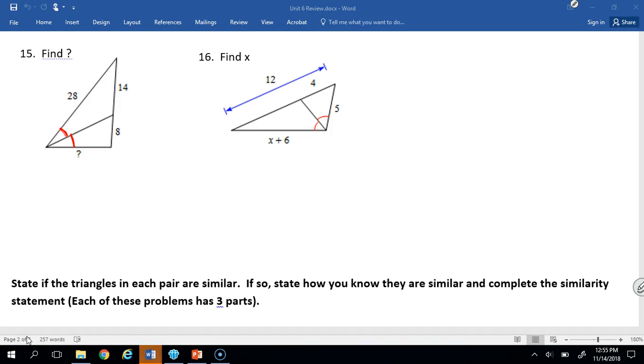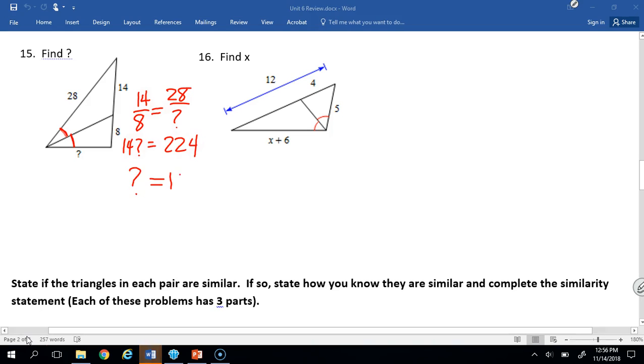So with this one, number 15, I'm going to set it up exactly the way we can see it here. So I'm going to say 14 over 8 is equal to 28 over question mark. Again, going to cross multiply, so that's 14 question mark is equal to 28 times 8, which is 224. Then I'm going to divide both sides by 14, so question mark is equal to 16.